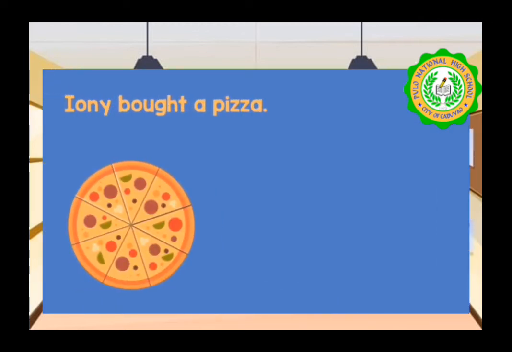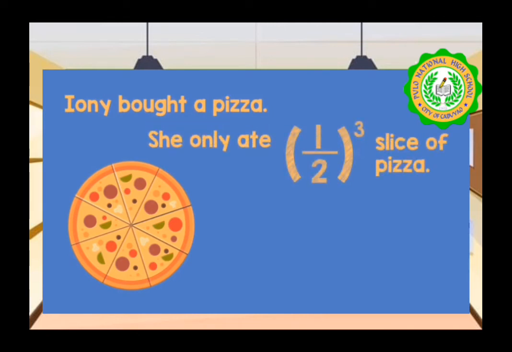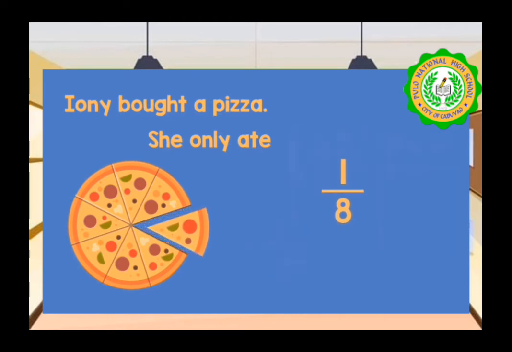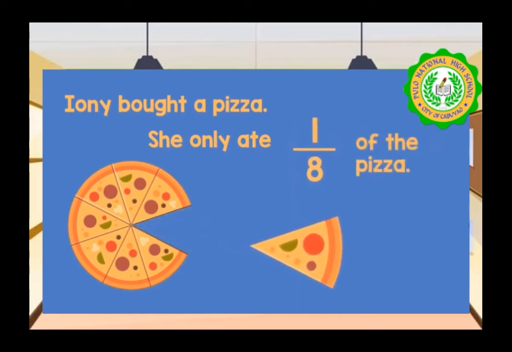Ayuni bought a pizza. She only eats 1/2 raised to the power of 3 slice of pizza. How many slices of pizza did Ayuni eat? Now let's apply law number 4 here in the problem. So basically 1/2 raised to the power of 3 will become 1 raised to the power of 3 divided by 2 raised to the power of 3. Therefore, the equation will become 1/8. So Ayuni only ate 1/8 of the pizza. So that's law number 4.